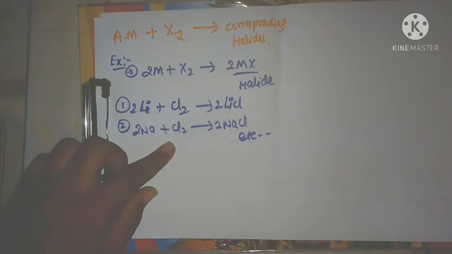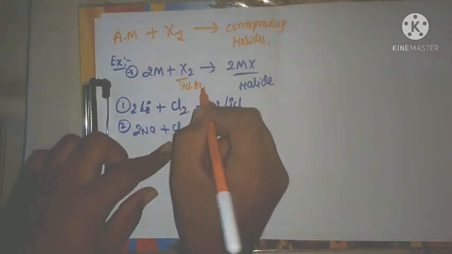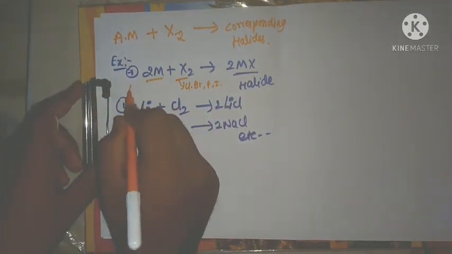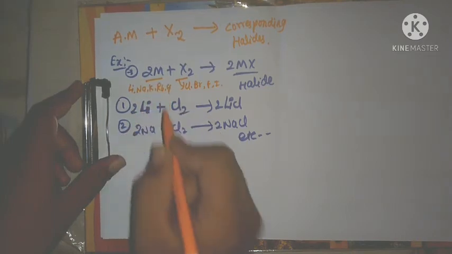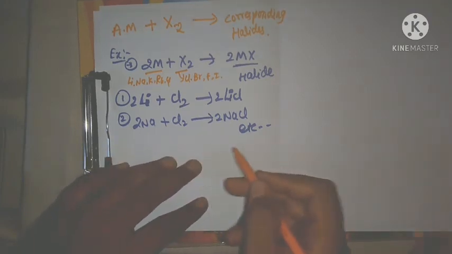You may take halide X. X may be Cl, Br, fluorine, iodine, etc. Alkali metal you may take lithium, sodium, potassium, rubidium, cesium, etc. But don't take francium because it is radioactive. This is the reaction with the halogens.